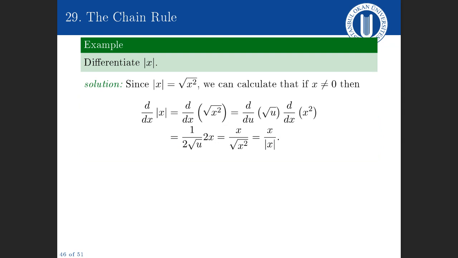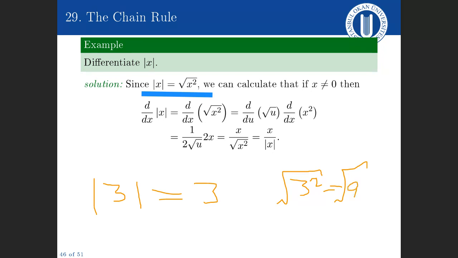Differentiate the absolute value of x. Well, I'm starting by saying that the absolute value of x is the square root of x squared. Let's think about this for a moment. The absolute value of 3 is 3, and 3 squared, and then take the square root, that's the square root of 9, or 3, so that works.